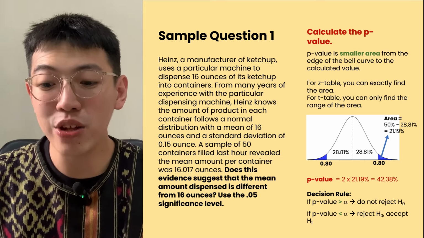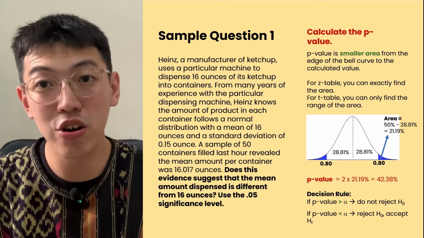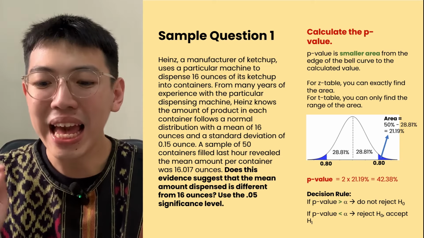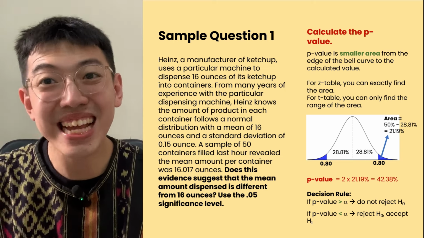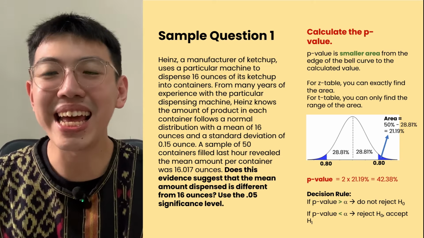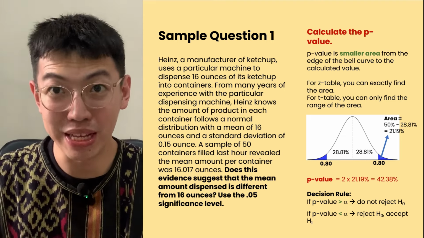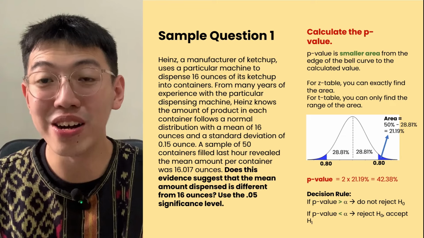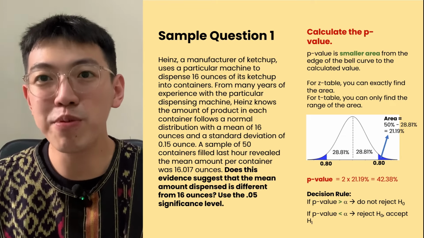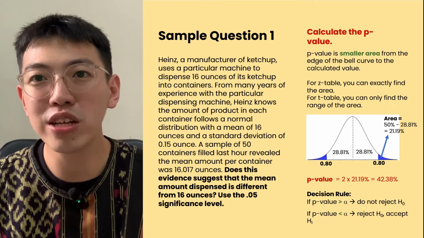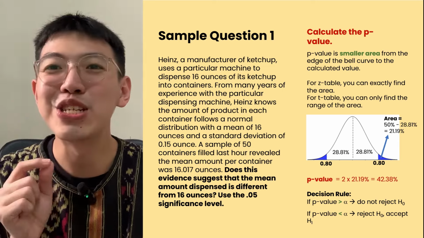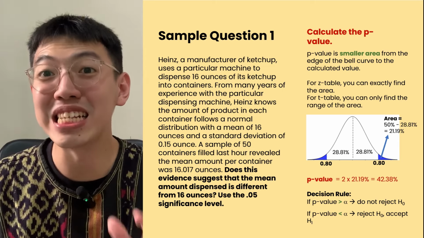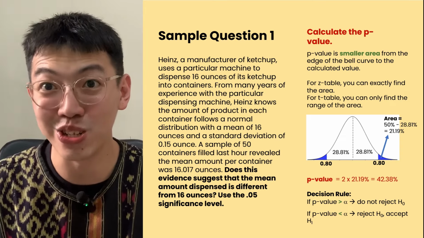If the p-value is more than alpha, the significance level, do not reject H0. If the p-value is less than alpha, reject H0 and accept H1. In this case, the p-value is higher than alpha, right? The alpha is only 5%, while the p-value is 42.38%. So, do not reject H0. The conclusion is the same as our previous conclusion.